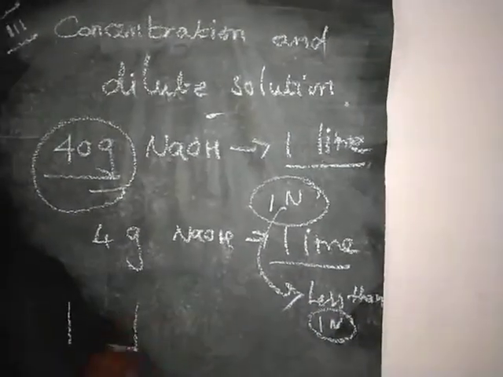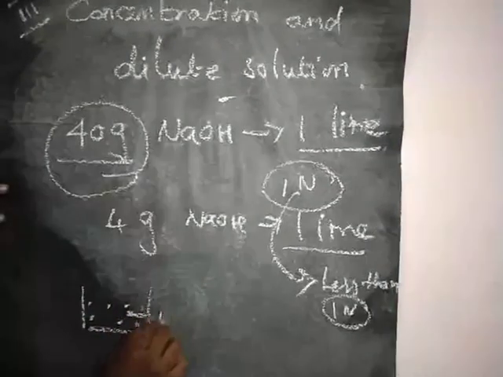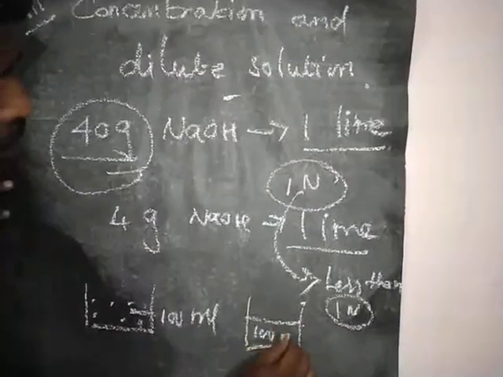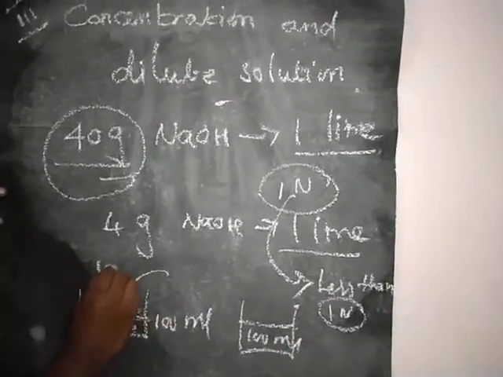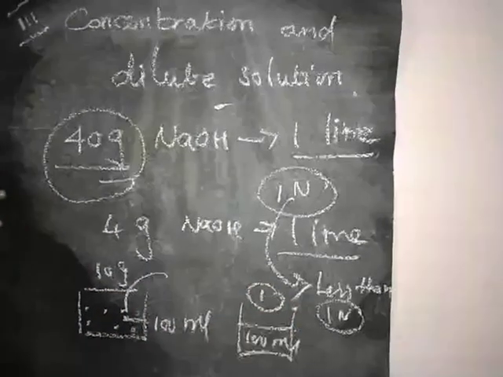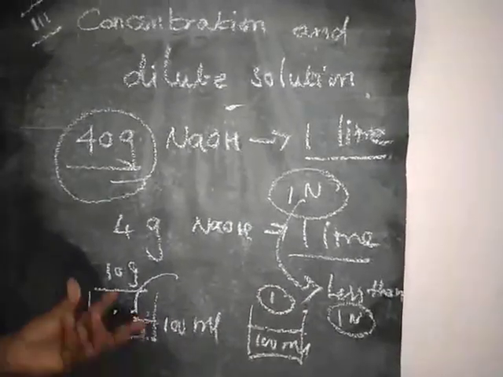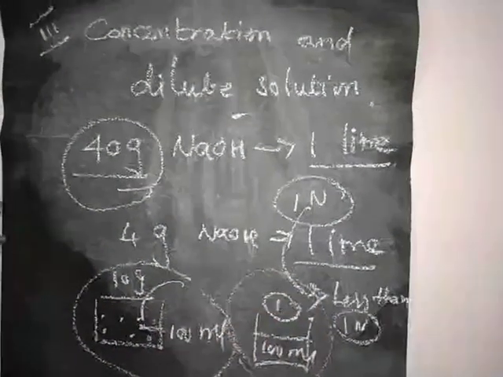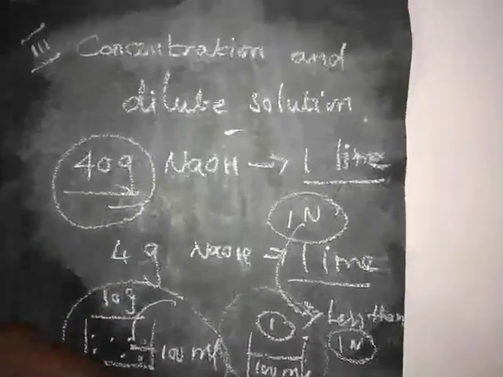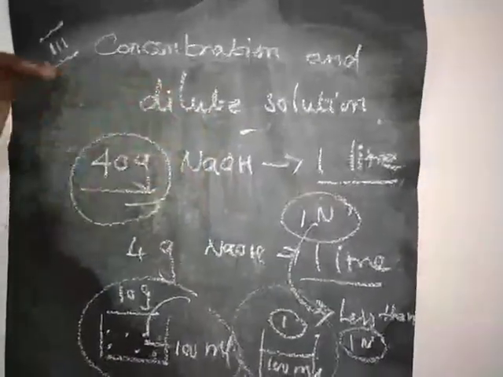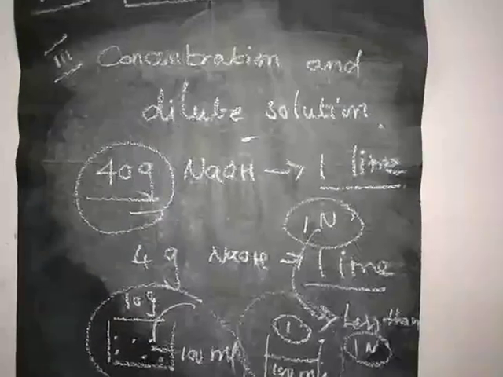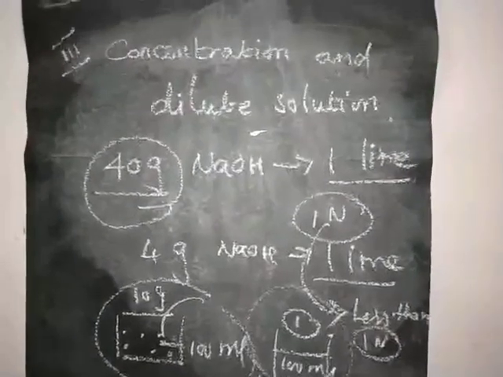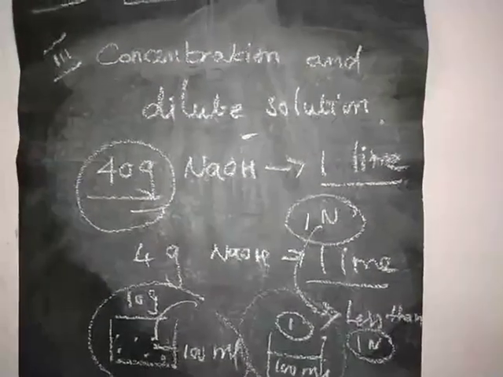If you are taking 100 ml of solvent in the same beaker, and here you are adding 10 gram of solute, here 1 gram of solute. Which solution contains 10 gram of solute? That solution is called concentrated. Which solution contains less amount of solute? That solution is called dilute. Concentrated and dilute solutions are based on quality, not on quantity.